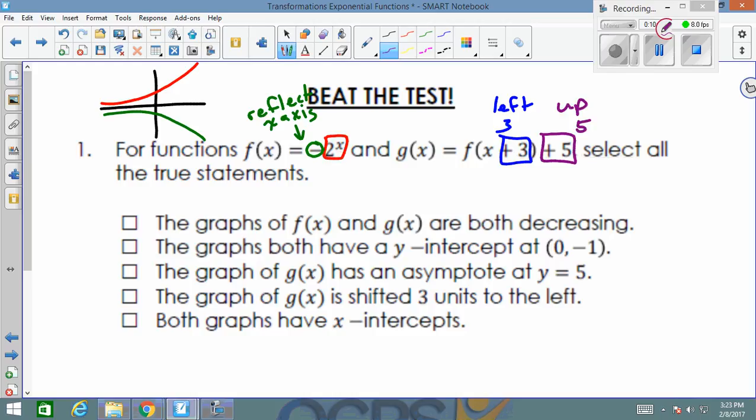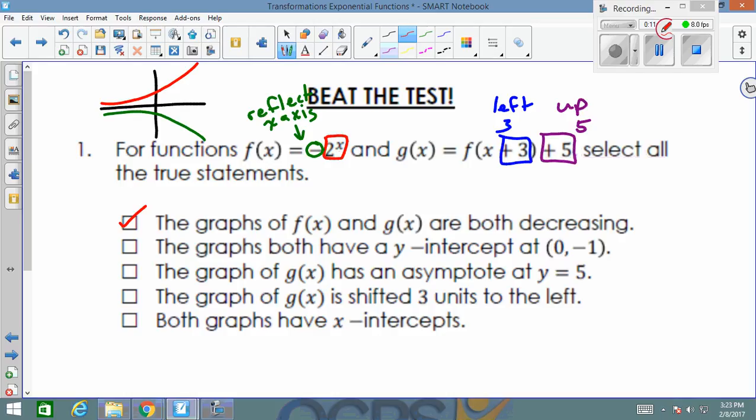Alright, so are the graphs f of x and g of x both decreasing? That is true. They are both going to go down from left to right because of that reflection on the original. Okay? Both graphs have a y-intercept at 0 and negative 1. That is not true. When I put in 0 for the original function, 2 to the 0 is 1, and 1 times negative 1 is negative 1. So it is true for f of x. But if I put it in for g of x, because of the transformation, that will not be the same.